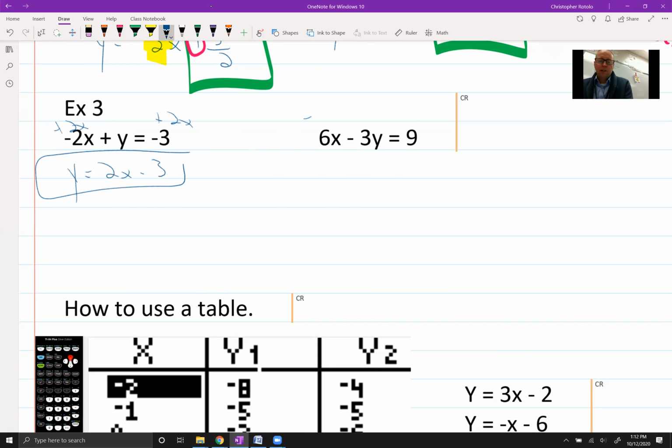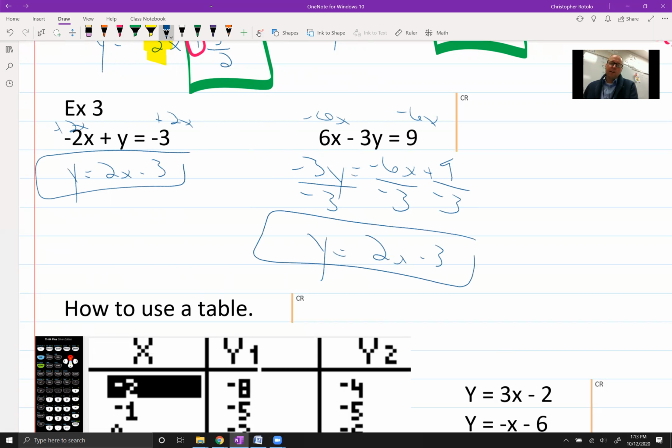We're going to subtract 6x to the other side. So I get negative 3y equals negative 6x plus 9. We're going to divide by negative 3. So y equals 2x minus 3. I get exactly the same thing. So I have the same slope, and I have the same y-intercept with the same sign, which means I have the same exact line graphed on top of the same exact line. So my solution is all real numbers.